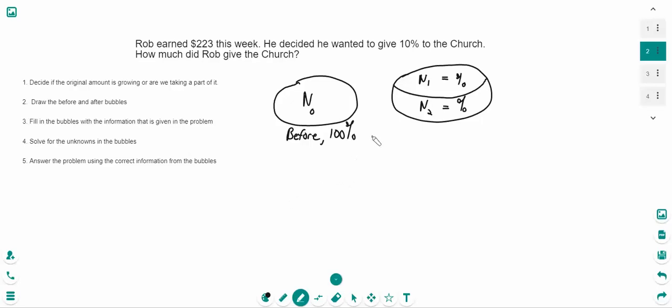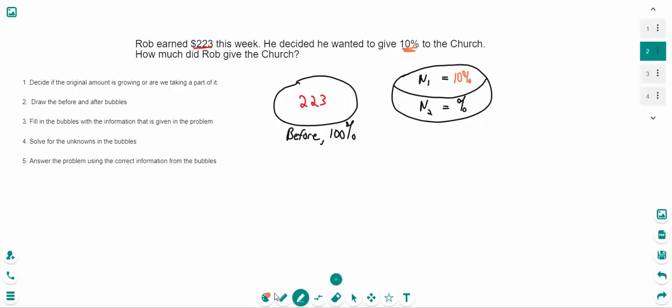Now I can start filling it in. So Rob earned $223 this week. That's his original amount. So I can replace this number 0 with 223. So maybe we'll just highlight that and say it's 223. Now, he decided he wanted to give 10%. Now, notice here, they're giving us a percentage, not a number like they did last time. So we're going to replace one of these. It doesn't matter which, but we're going to replace one of these percentages with 10%. Okay? And that's all they give us. So the rest we need to figure out.